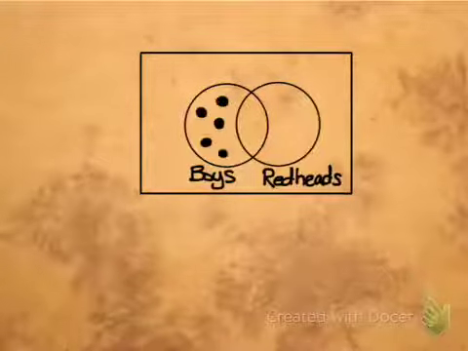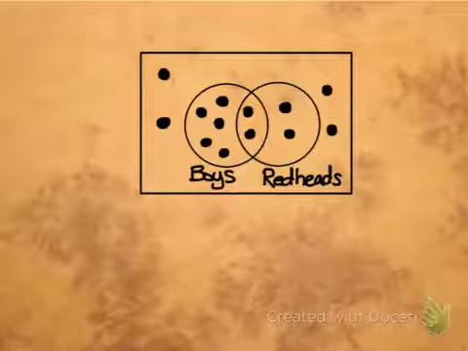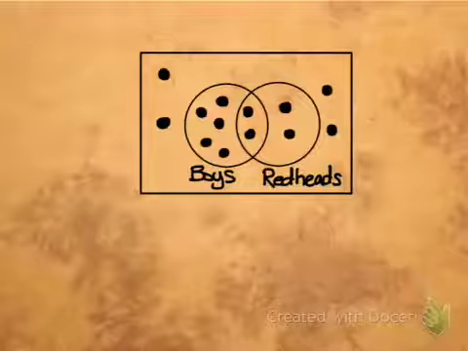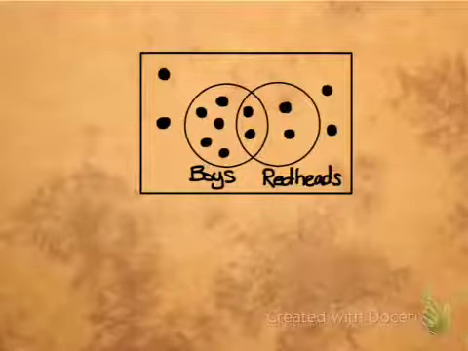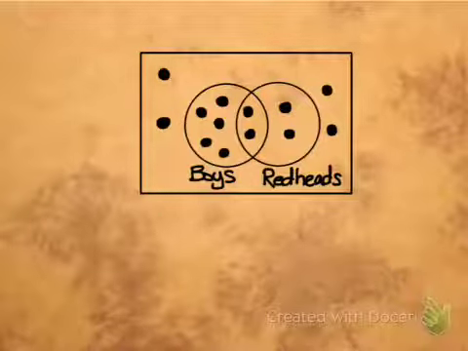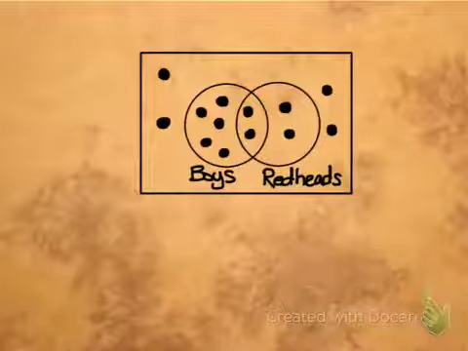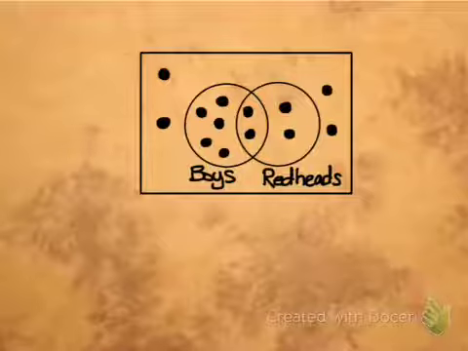Okay, so now we're going to talk about a Venn diagram where the circles do overlap. This is an example where you have boys and redheads. The entire box would probably represent people in a particular room, where the people that are not in the circle could be girls, brunettes, all sorts of different things. They don't fit in the category of boys, and they don't fit in the category of redheads.